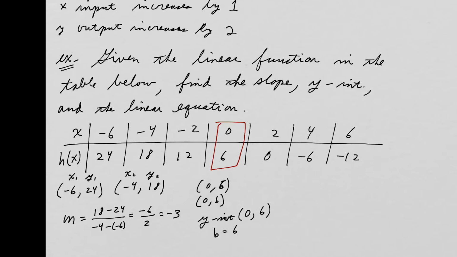Okay, and then finally find the equation of the line. Well, that's easy. We can use the slope-intercept form. So y equals mx plus b. Because we know the slope, that was -3, and we know b is 6. So that must be the equation of the line that represents that particular table.